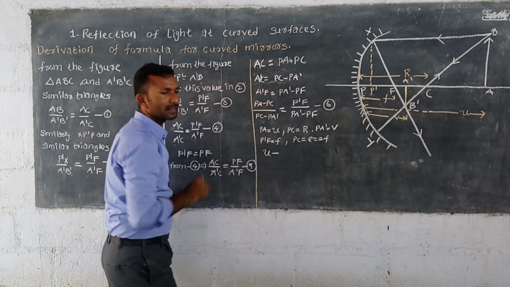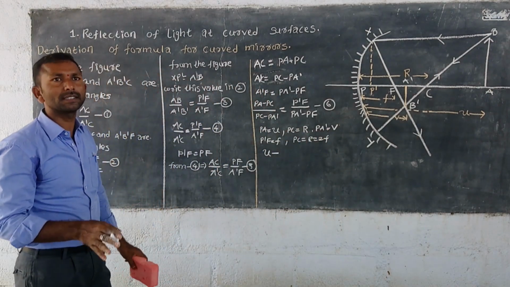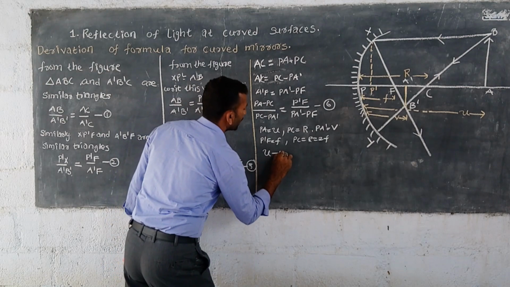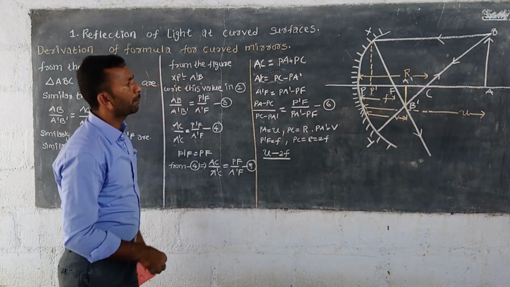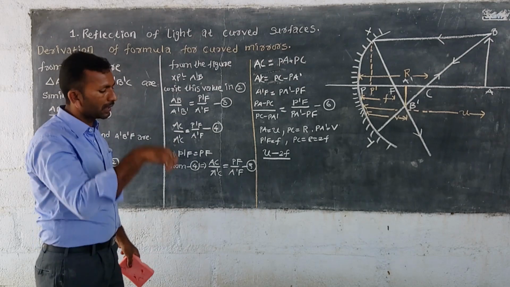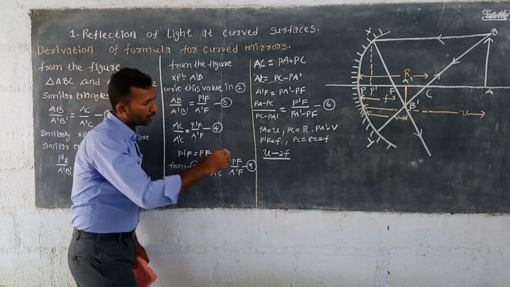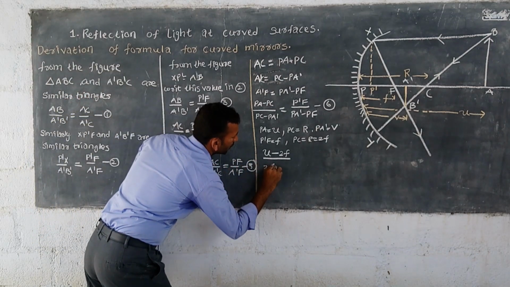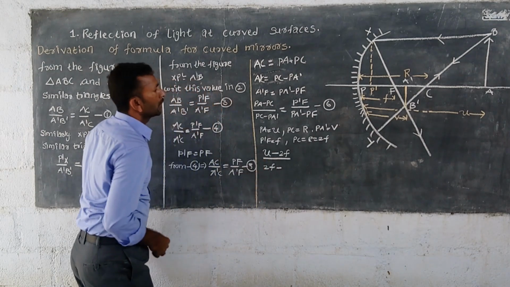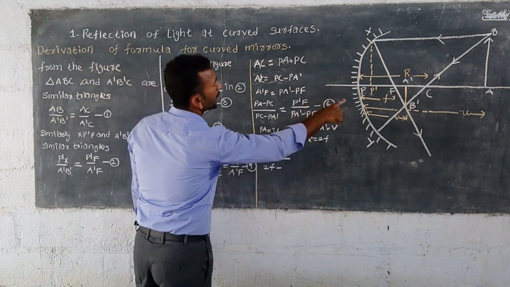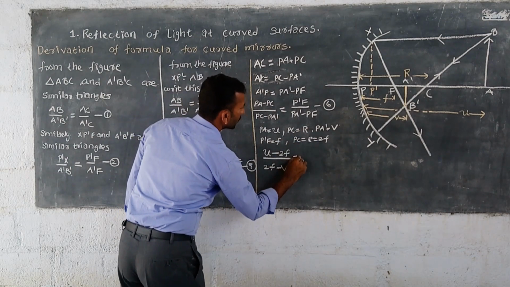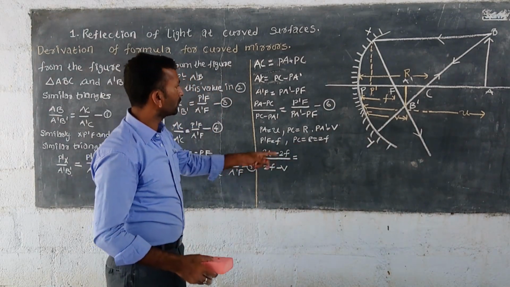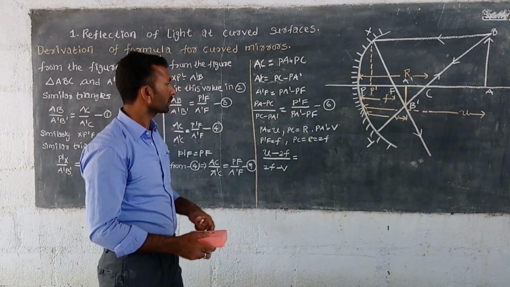We have already discussed that the radius of curvature is twice the focal length, so we can write 2f. U minus 2f, and PC means R, that is 2f, and PA dash means V. Where is the PA dash? PA dash equals V.